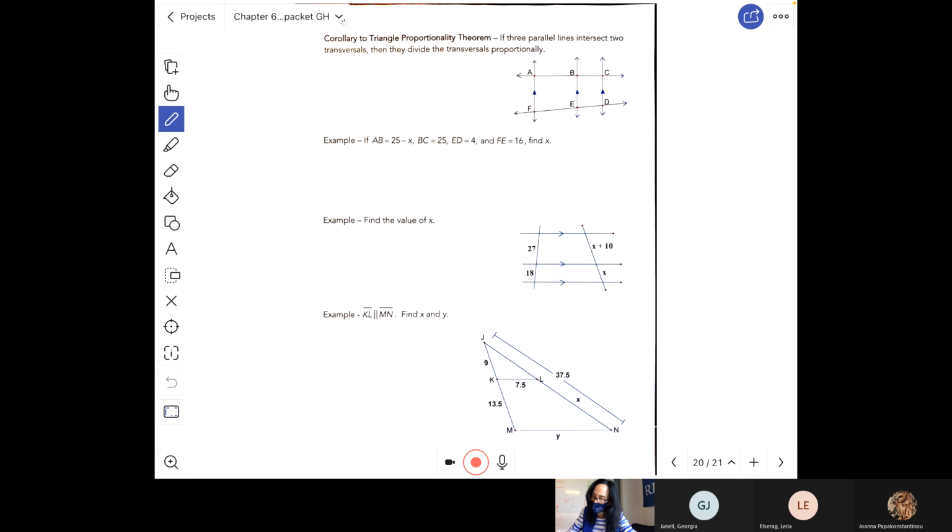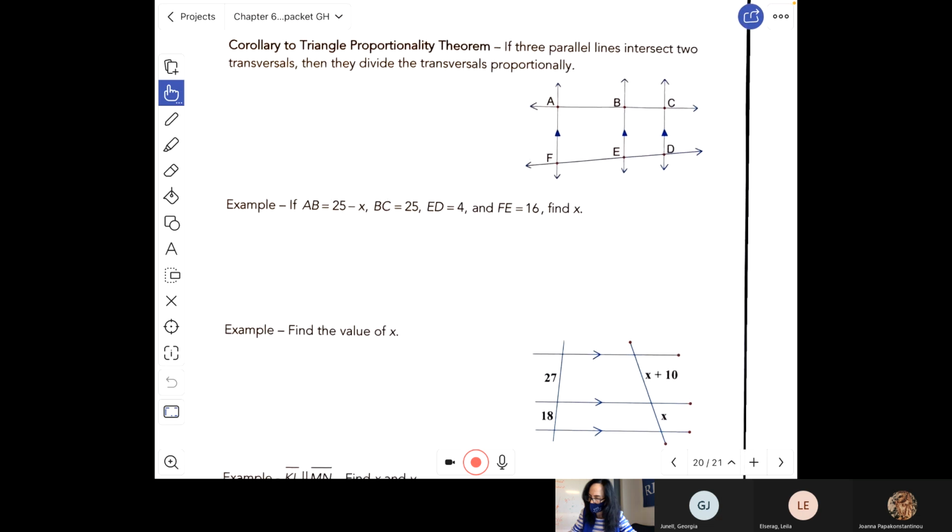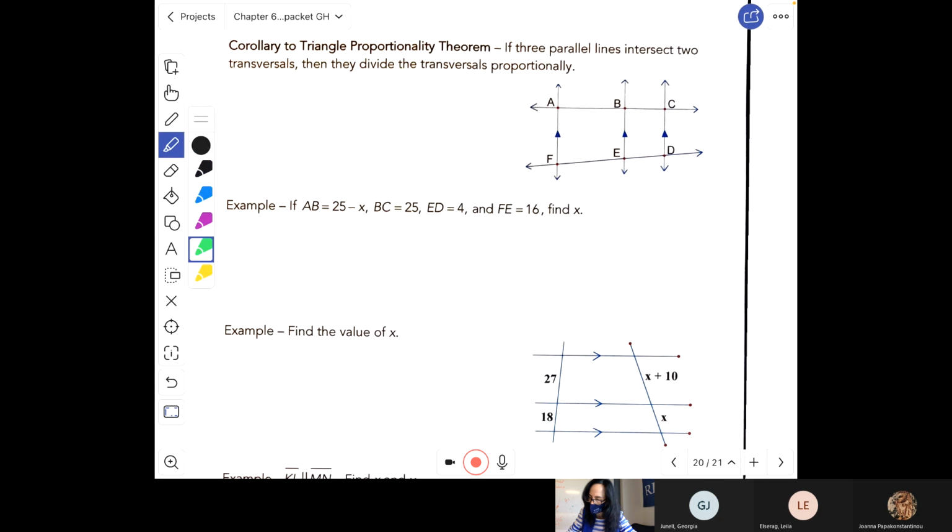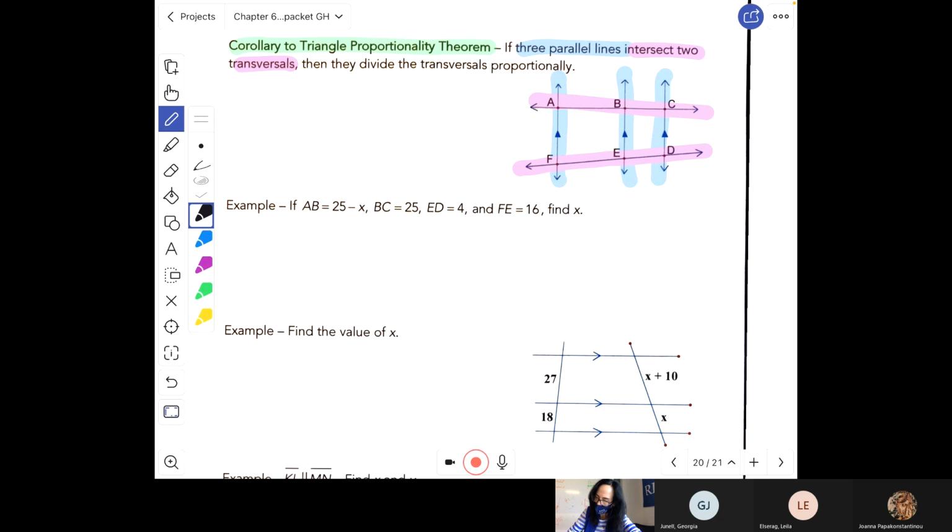All right, let's look at a corollary to that beautiful original triangle proportionality theorem. It's saying if I have 3 parallel lines, here they are, and they intersect 2 transversals, there are my transversals, then they divide the transversals proportionally. Well, that makes sense. So let's write that out.